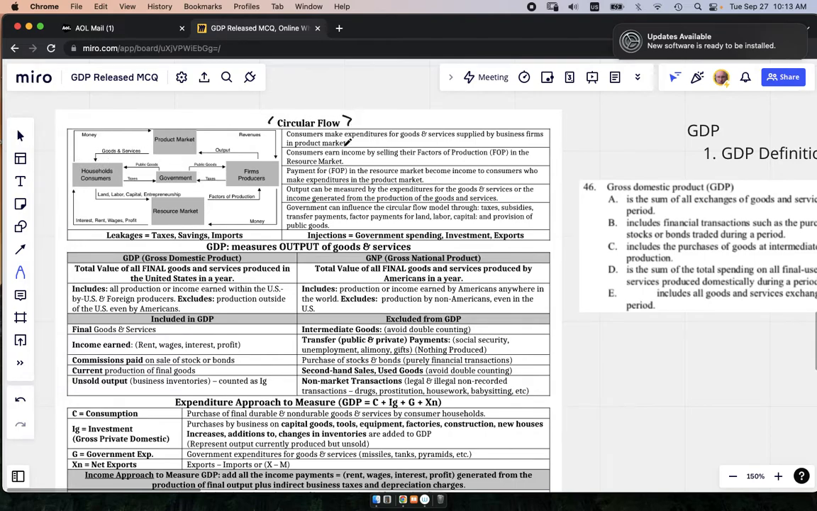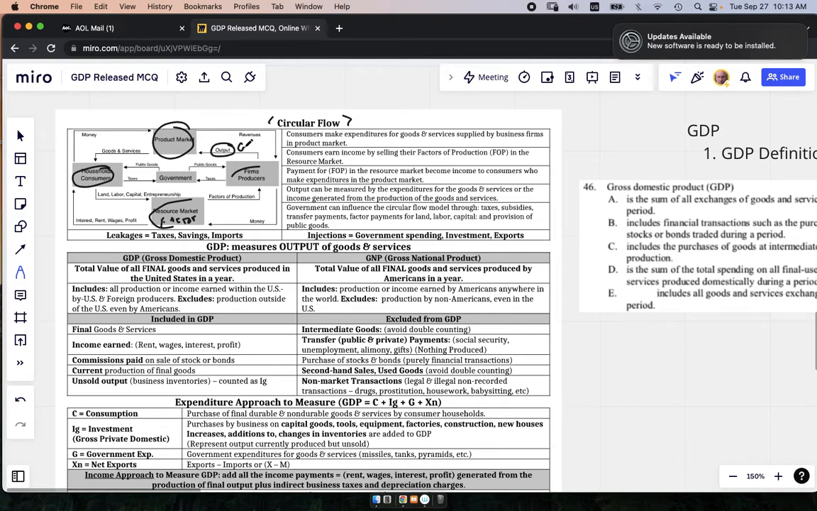Make sure you understand circular flow. The College Board loves to test circular flow, but the questions are only on the simple circular flow. Households own all land, labor, and capital. They sell it into the resource, or what we could call a factor market, right? And then they're going to sell it to firms.